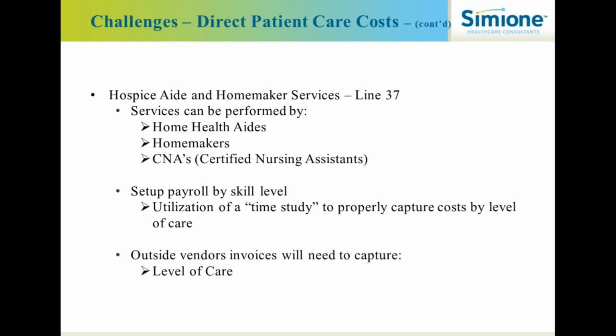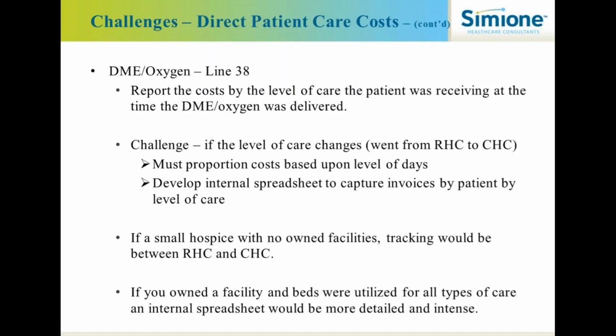Line 38, DME and oxygen. This is reporting of the cost by level of care the patient was receiving at the time the DME and oxygen was delivered. Challenge if the level of care changes. If you went from routine home care to continuous, you've got to proportion your costs. Develop internal spreadsheets. Try to catch it up front as you're coding the invoices. If you're a small hospice with no owned facilities, the tracking would be just between routine home care and continuous care.